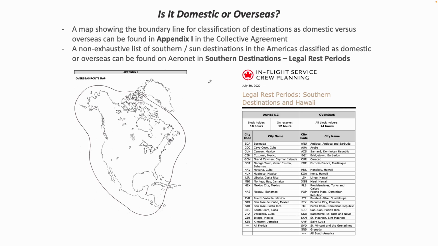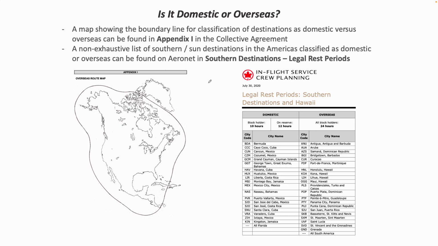Now, the reason that this is relevant is because crew rest is different depending on whether you have flights to and from a domestic classified destination or an overseas classified destination. In addition, when a flight destination is classified as overseas, there are meals that are supposed to be boarded on those flights, and those meals are provided to you instead of per diems. So it's important to know which flights are overseas for that purpose.